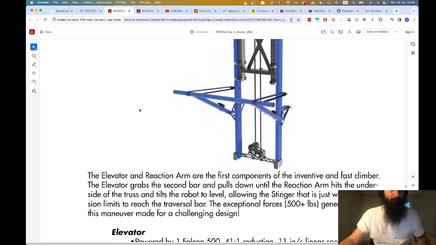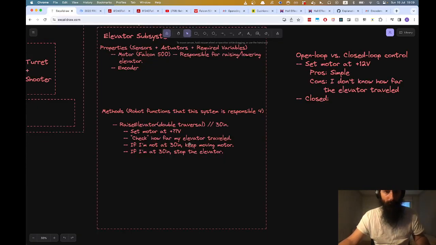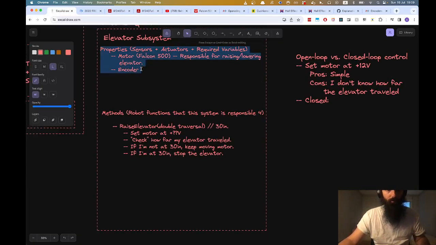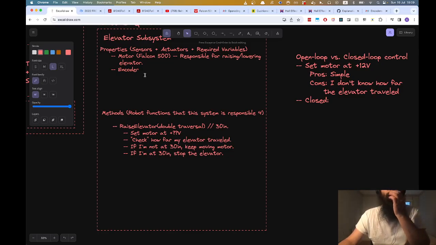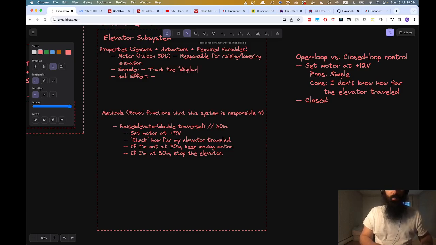Okay, so with that being said, that was a long description for how this encoder works. With that discussion out of the way, we have two more sensors. We need an encoder, and what that's going to do is track the displacement of the carriage.